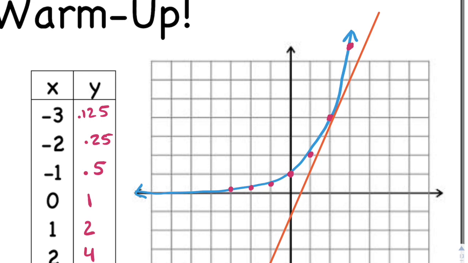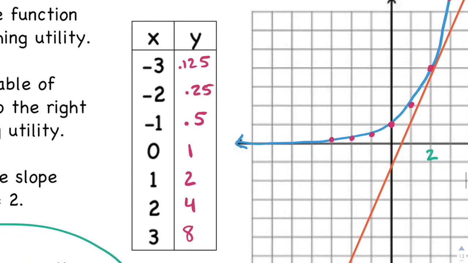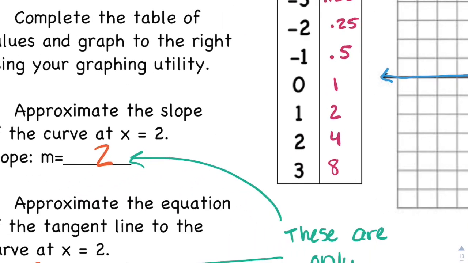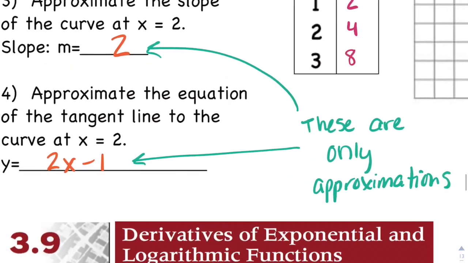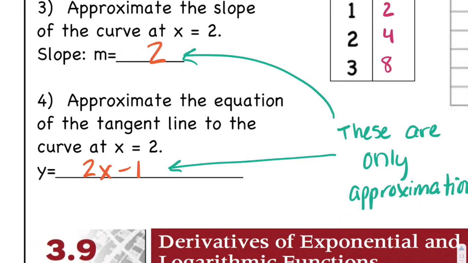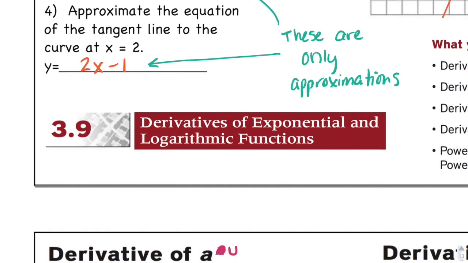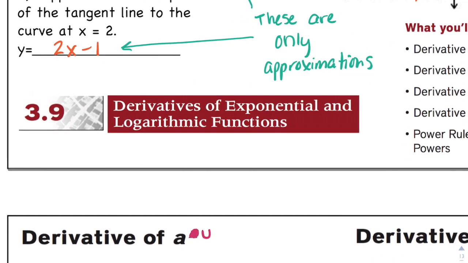So here's my x-axis. At x equals 2, I approximated or estimated the slope to be 2. And you see I drew a line, an assumption line based on what I thought the y-intercept might be as well. It looks like about -1. So I said the approximate equation is 2x minus 1. By the end of this lesson, we'll be able to actually calculate the exact tangent line and the exact slope to this line. So this lesson is about derivatives of exponential and logarithmic functions.